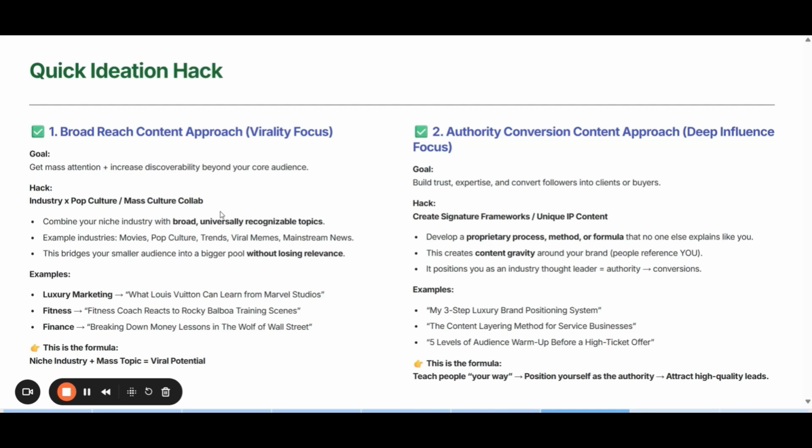Or maybe not a broader audience, but the movies and the pop culture are relevant to the bigger audience. Everyone watches movies. Everyone likes to relate themselves to pop culture. For example, if you are in luxury marketing, what Louis Vuitton can learn from Marvel Studios. Fitness coach reacts to Rocky Balboa training scenes. In finance, breaking down money lessons in the Wolf of Wall Street.